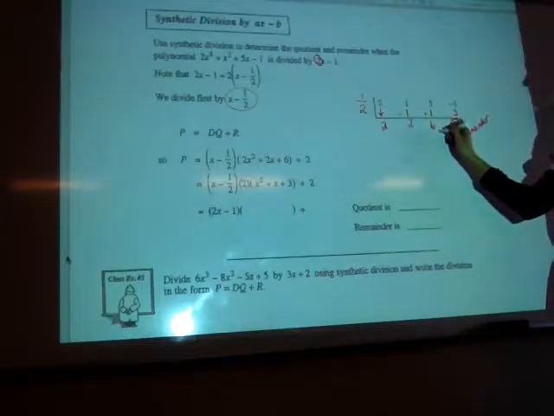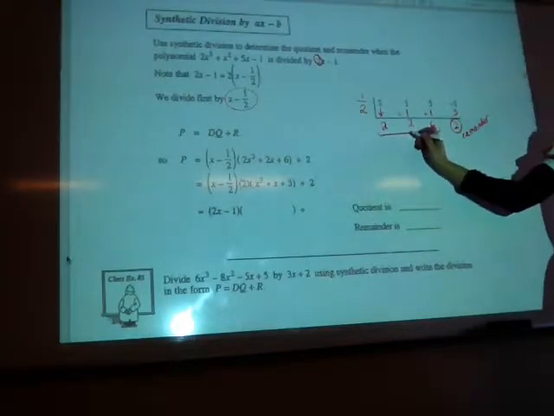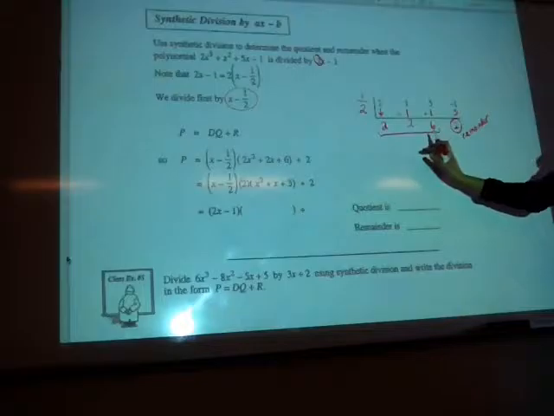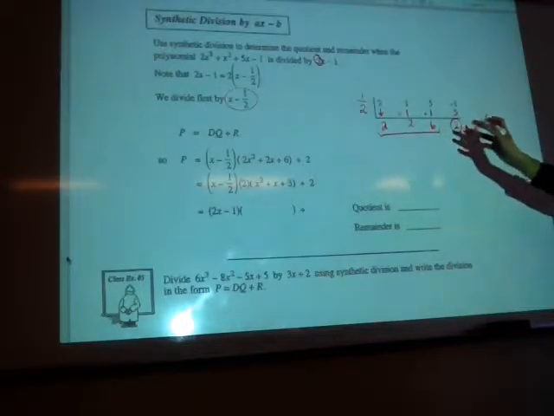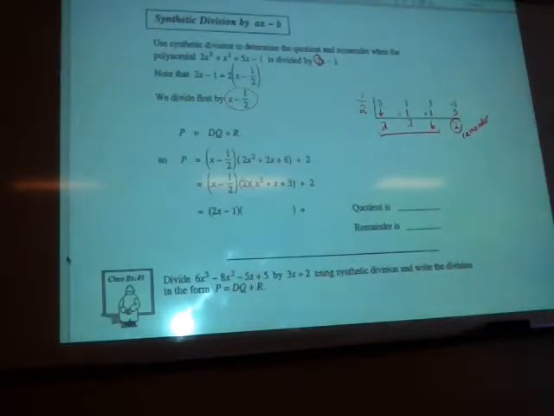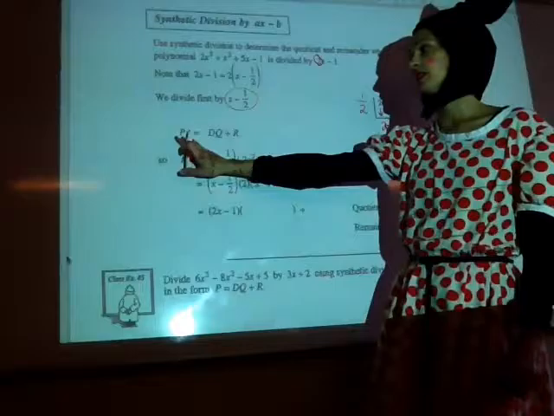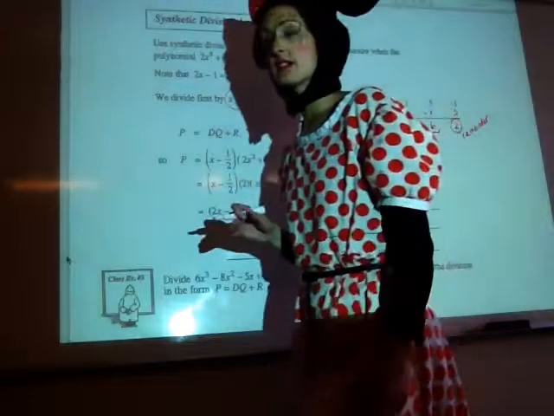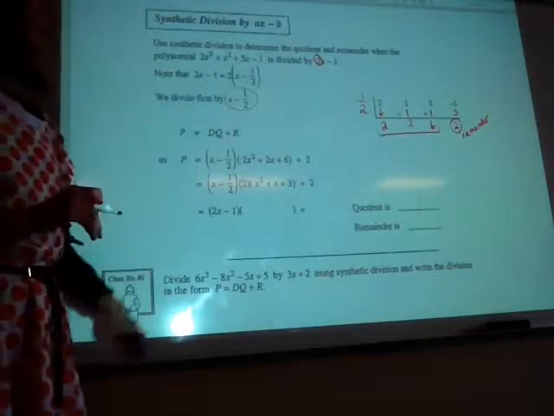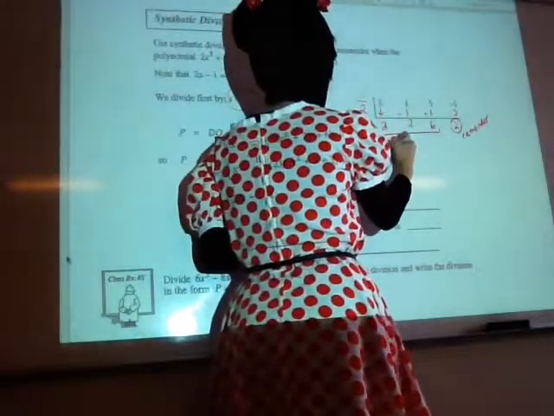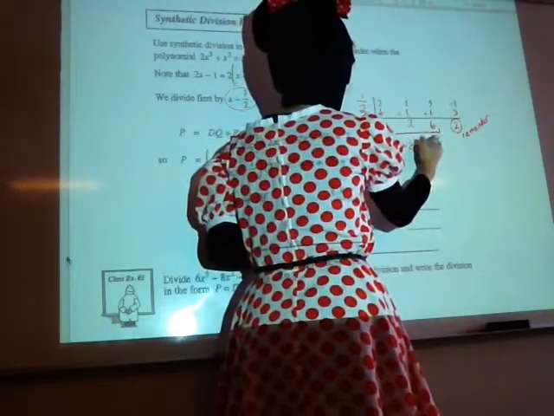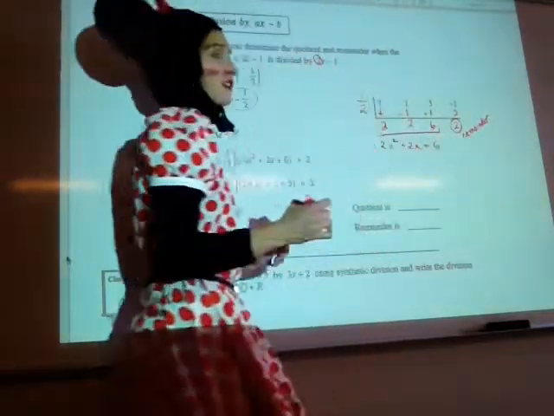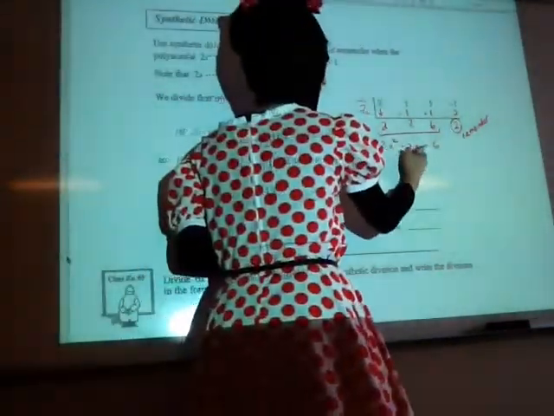And this is like our quotient for now, but I'm going to call it our fake quotient because we have to do one more thing with it. From what we get in synthetic division, you would write it out in the form polynomial is equal to your divisor times your quotient plus your remainder. So based on what we have, we have 2x squared plus 2x plus 6 and our remainder 2. This is like our fake quotient for now.